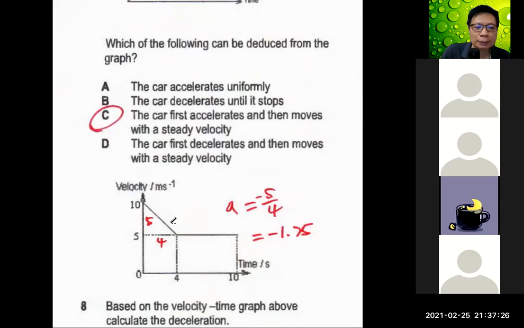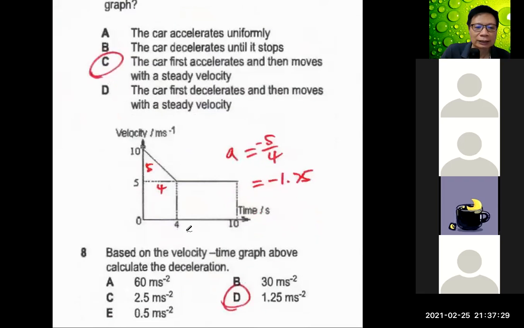Deceleration is here, this part only. The answer is D. Here is 5 divided by 4, only take this part. So it's 5 divided by 4 negative, negative 1.25. But we don't take the negative because the question says deceleration, so no need to repeat the negative. Here is deceleration. Here is constant velocity.